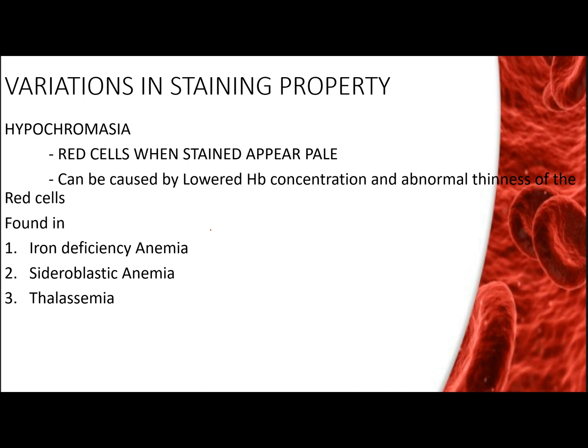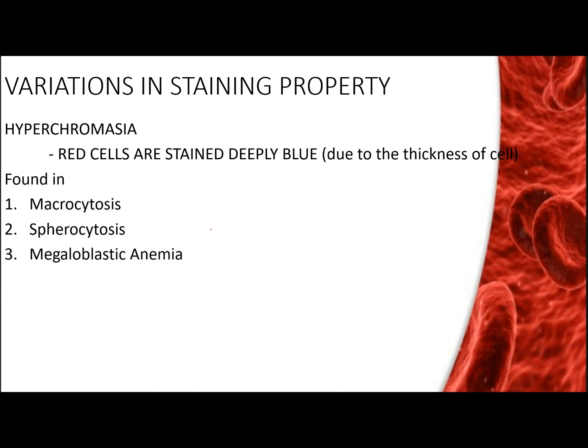Okay, let's continue. Hyperchromasia class. Now, this is when your red cells are stained deeply blue due to the thickness of the cell. So, dito naman class overly colored blue yung cell niya. Found in macrocytosis, spirocytosis, and megaloblastic anemia.